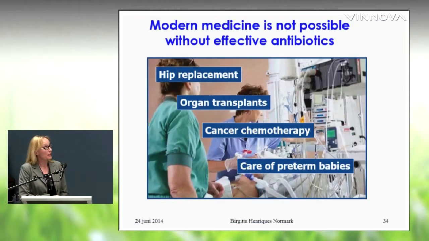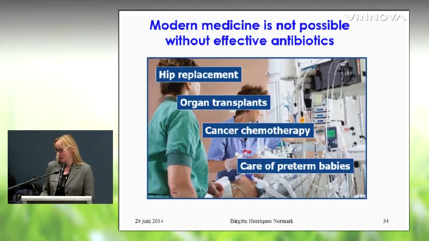And as you saw also in the introduction, it's not only the infections as such. We also need effective antibiotics because of modern medicine, for example, for hip replacements, organ transplants, cancer chemotherapy, where you have individuals that are very susceptible to getting an infection, and even for the care of preterm babies. So there is really a need for antibiotics that are effective.